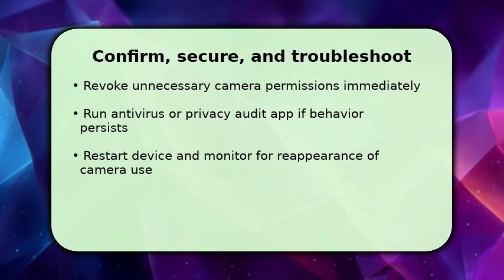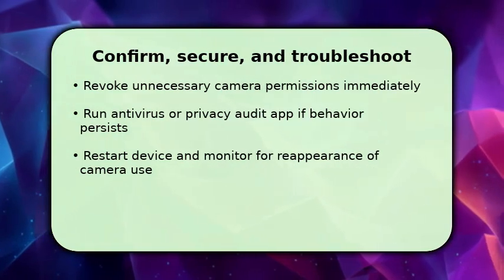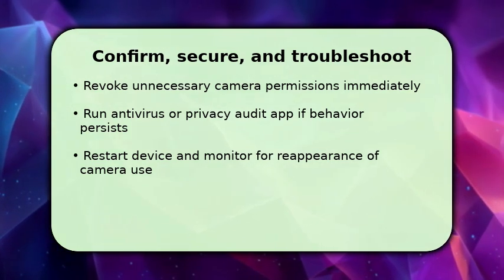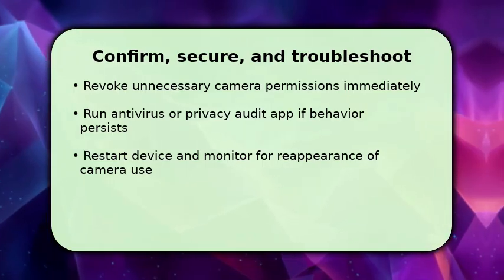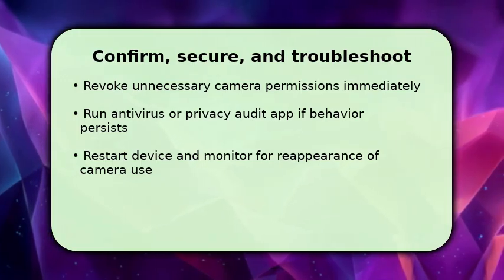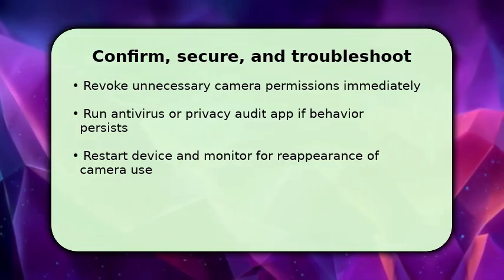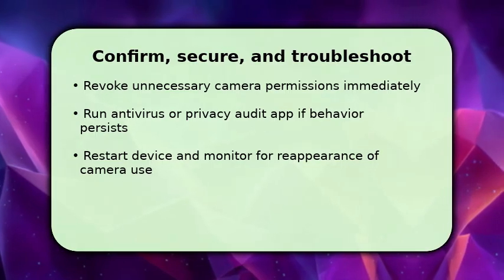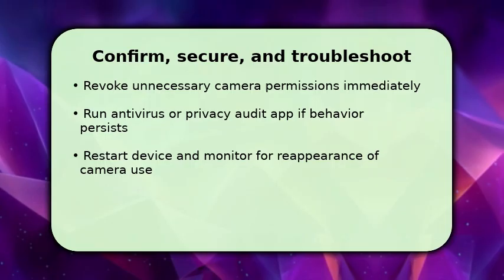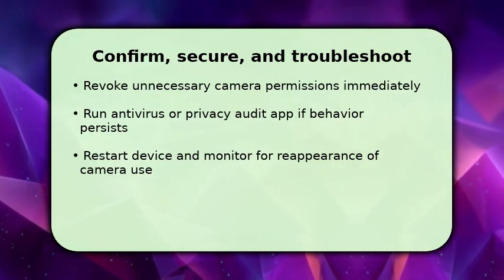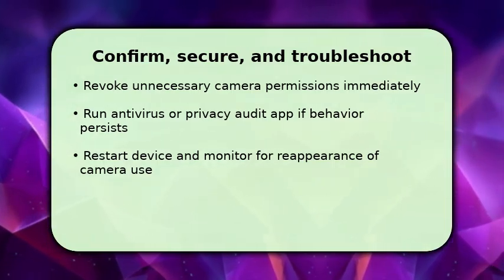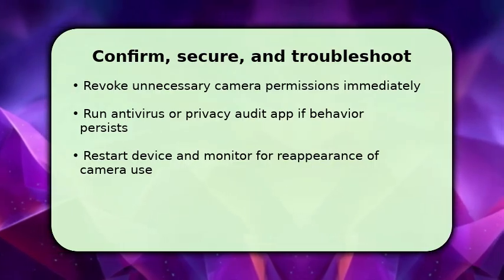Finish by confirming and securing the device. Revoke camera permission for apps you don't trust, then restart the device to clear transient processes. Once restarted, recheck the permission list and notifications to ensure no app reactivates the camera. If camera use returns or you can't identify the app, run a reputable antivirus or privacy audit app and consider uninstalling recent apps installed before the issue. Troubleshooting tip: if the camera light stays on but no app shows, boot into safe mode to isolate third-party apps.